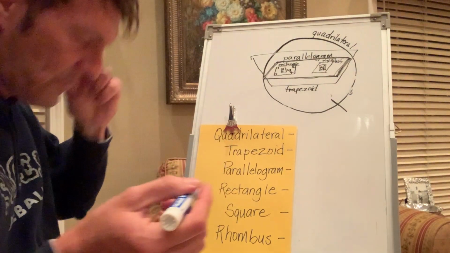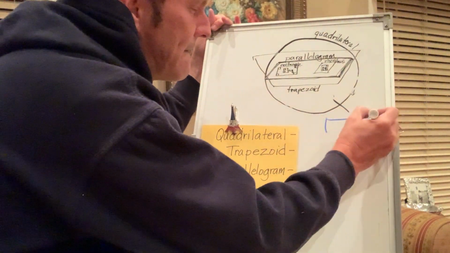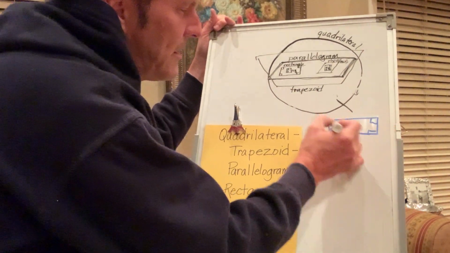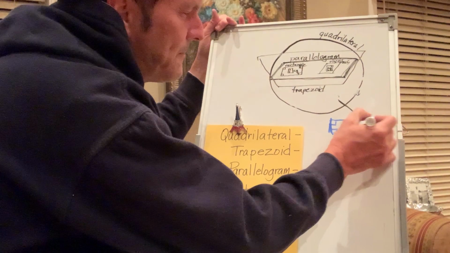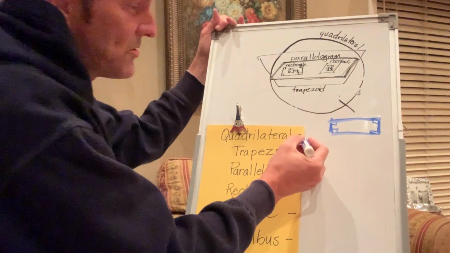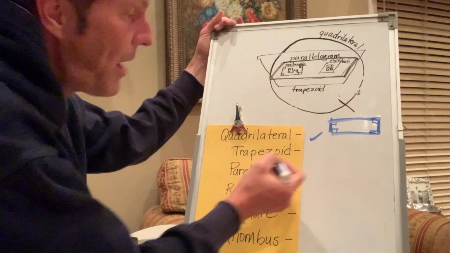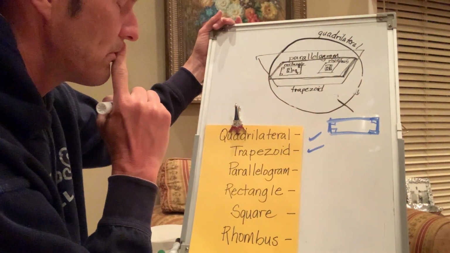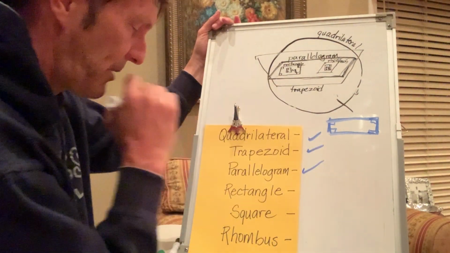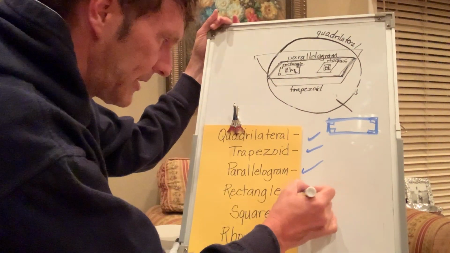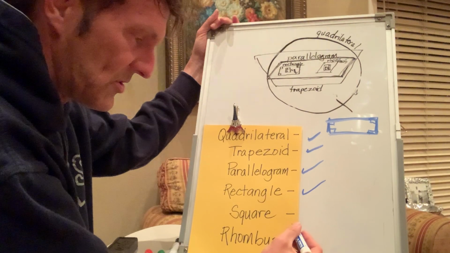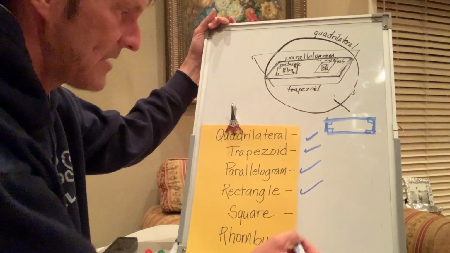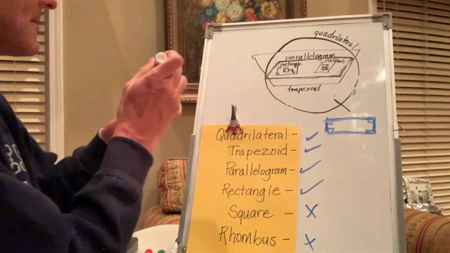Then what about this shape? Got 90-degree angles, got parallel sides. So it's a quadrilateral, it's got 4 sides. It's a trapezoid because it's got at least one pair of sides that are parallel. Both sides are parallel. It looks like a rectangle. It's not a square because a square has to have 4 equal sides. It's not a rhombus because a rhombus has to have 4 equal sides. So these 2 are X's.